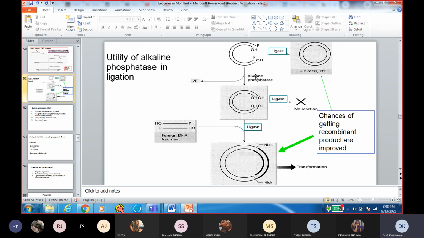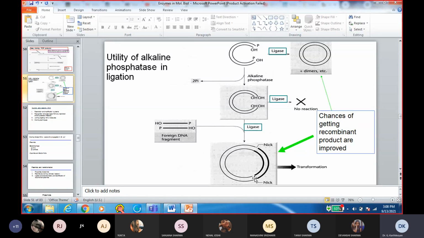When you add alkaline phosphatase, typically it removes this phosphate. Now all of them are hydroxyls, so this reaction cannot happen. The only way you are going to get a recombinant is because of this: you have a 3' hydroxyl, 3' hydroxyl, 5' phosphate, and 5' phosphate, which will ligate to this. You will still have a nick, because this hydroxyl and this hydroxyl cannot join together.